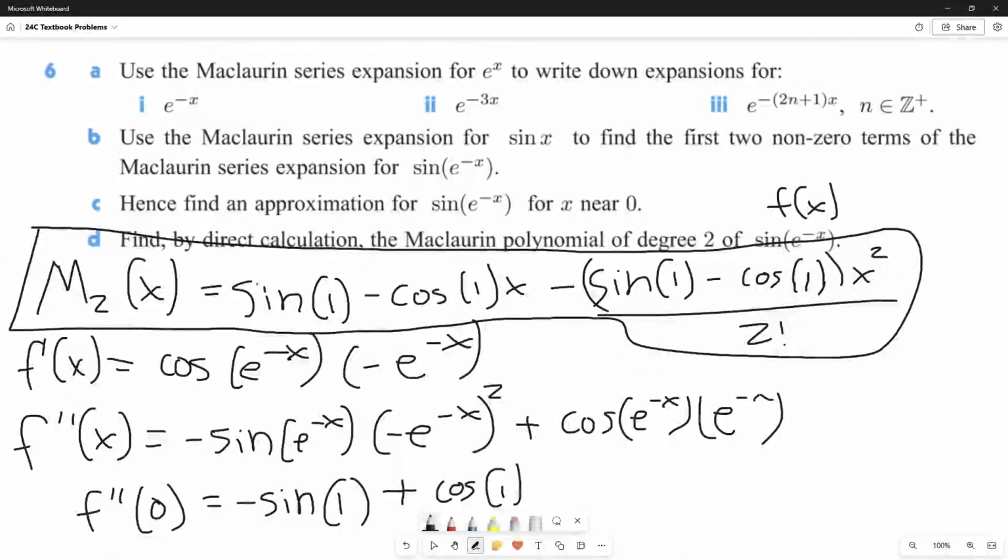And notice how these first couple terms, sine of 1 minus cosine of 1 times x, is what we derived for our approximation in part C. So that kind of proves that our approximation was correct.